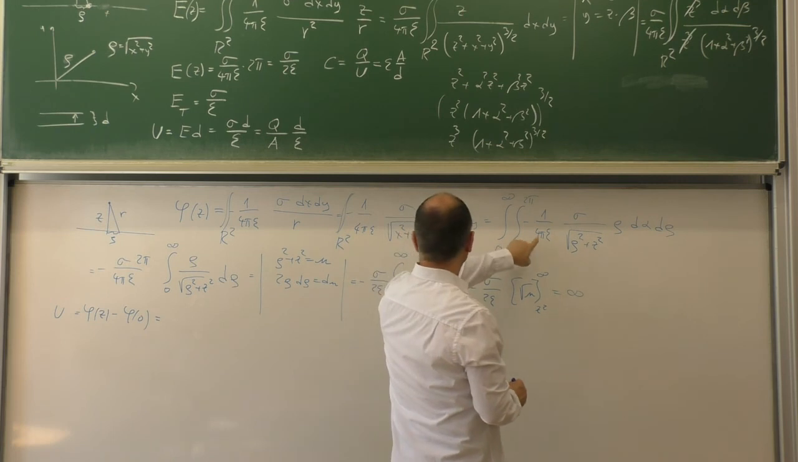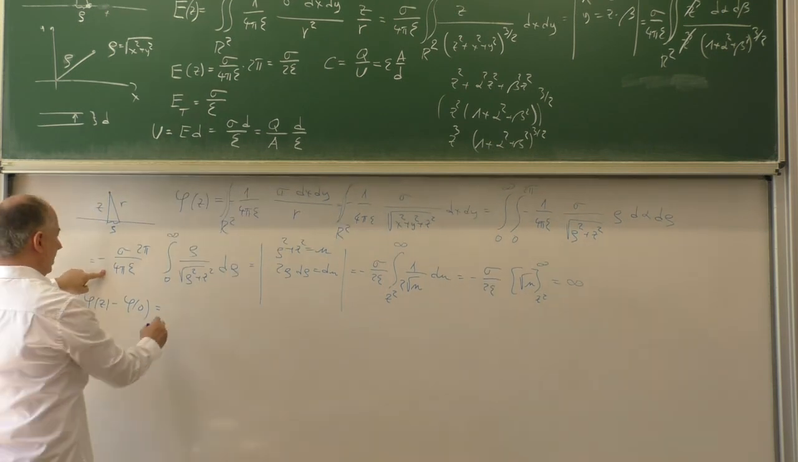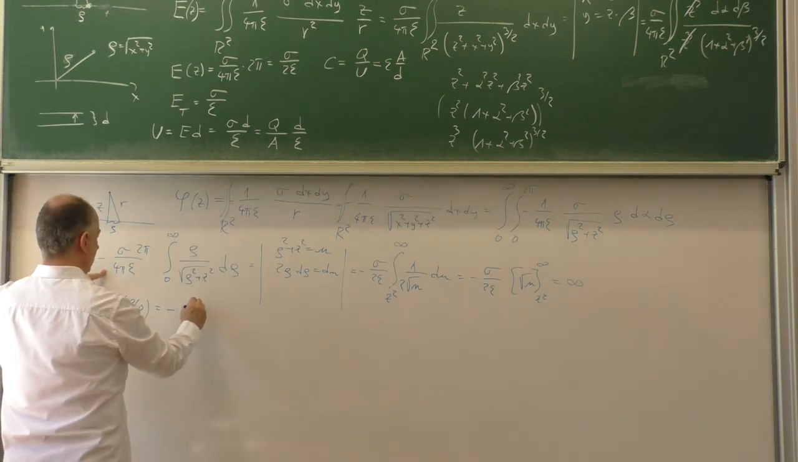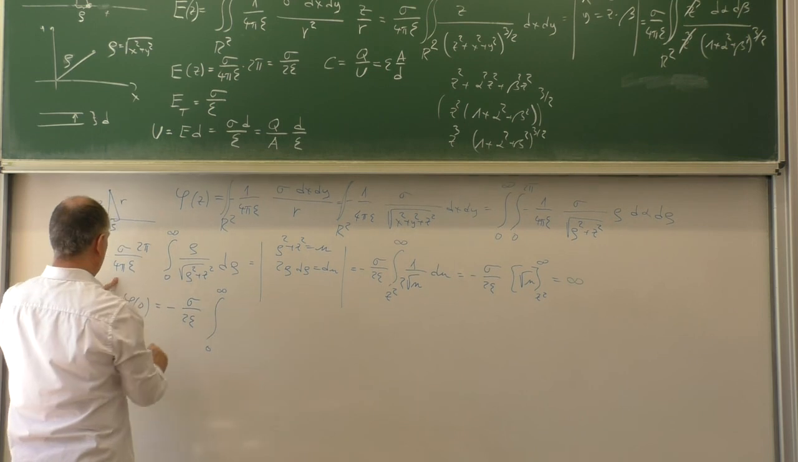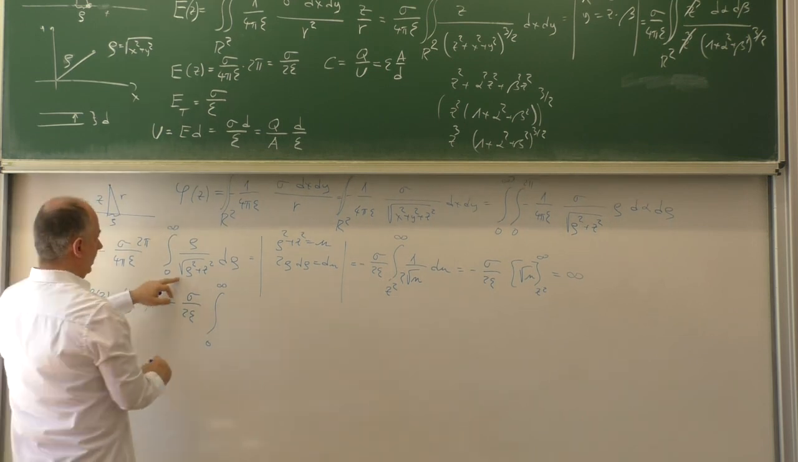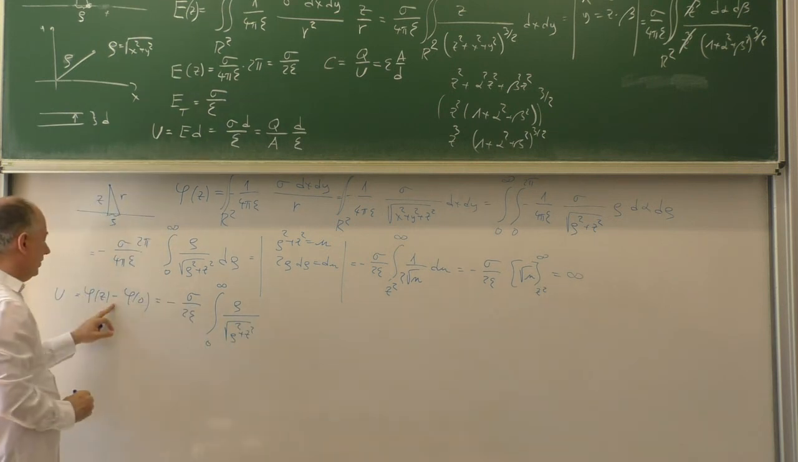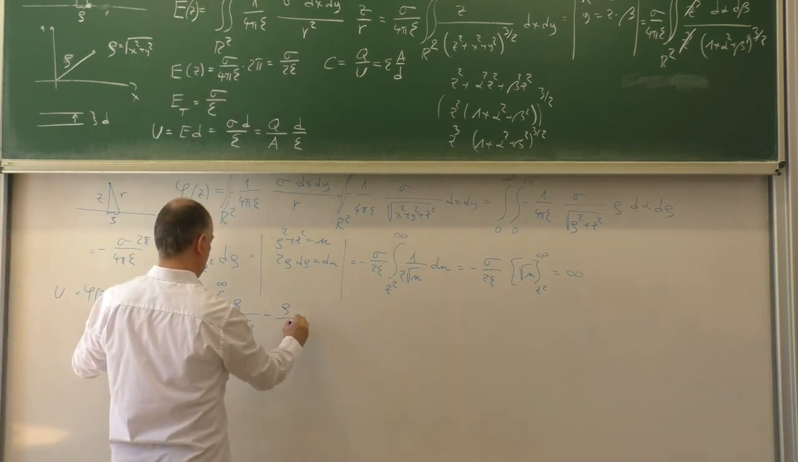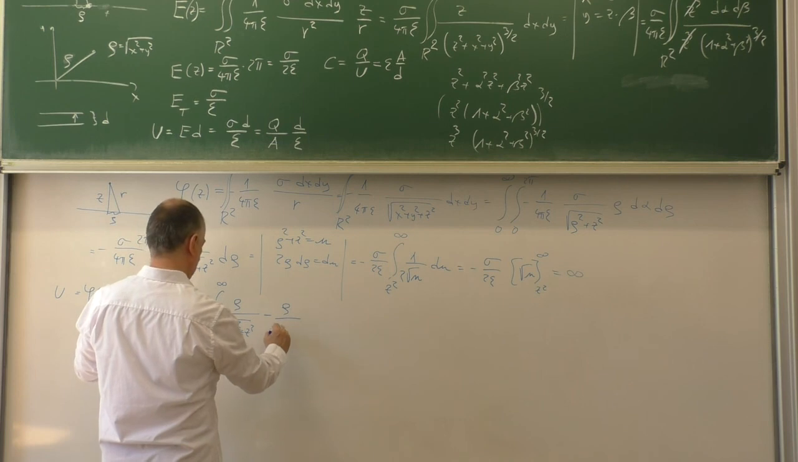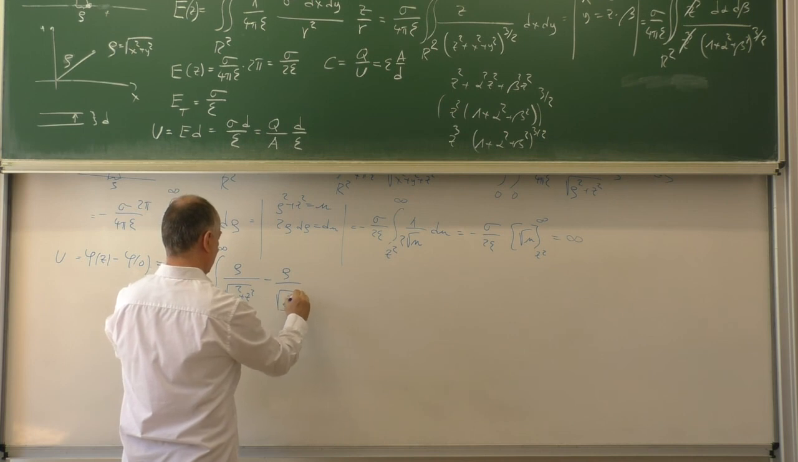So we can go up to here. We can go even up to here, and we have minus sigma divided by 2 epsilon integral from 0 to infinity, and phi z gives this rho divided by square root of rho squared plus z squared minus the same when z is 0. That means minus rho divided by square root of rho squared plus 0 squared, if we write it very slowly.